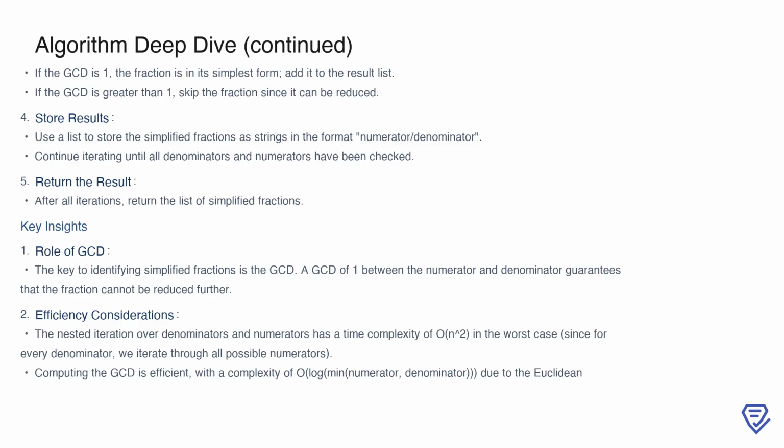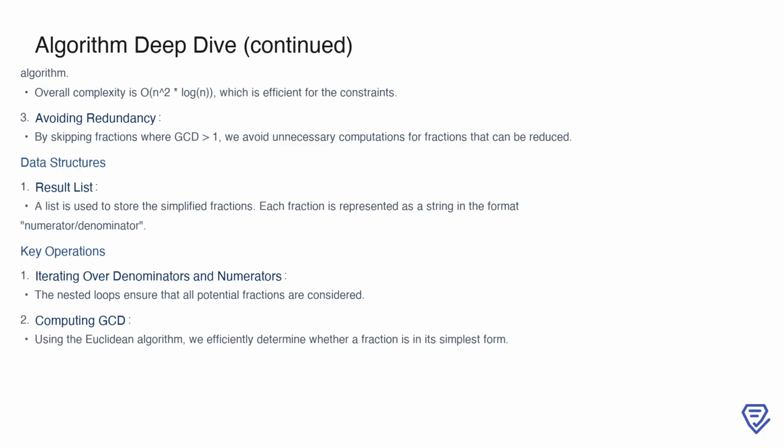This approach also leverages simple but effective data structures. The result list is central to storing the valid fractions, and each fraction is saved as a string in the format numerator/denominator for easy readability and output. The two primary operations involved are nested iteration over numerators and denominators, which ensures that all possible fractions are considered, and the computation of the GCD to verify whether a fraction is in its simplest form.